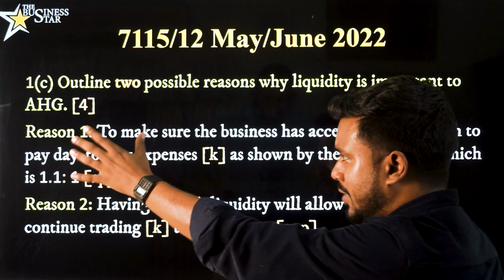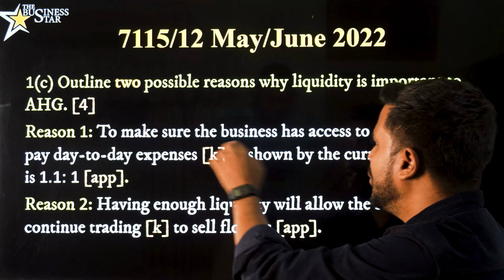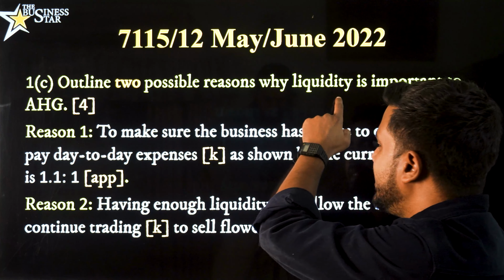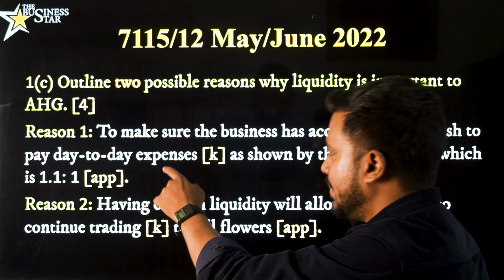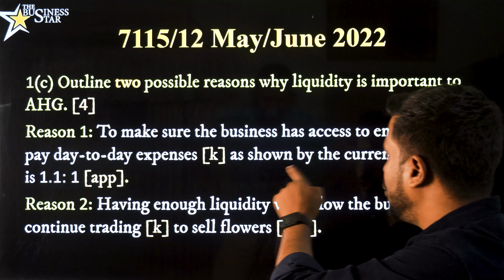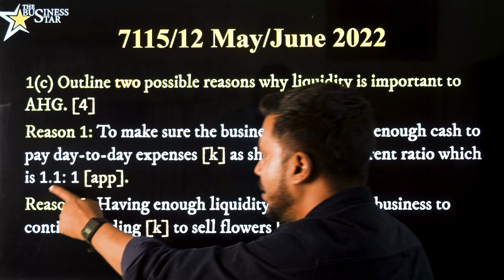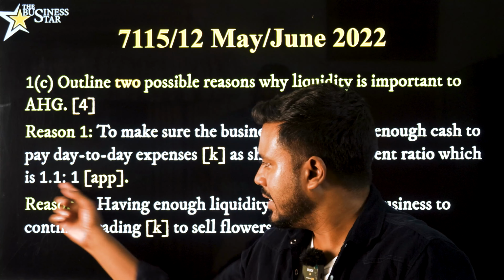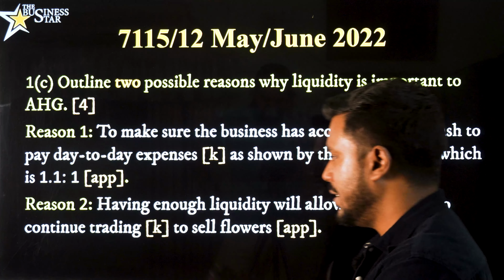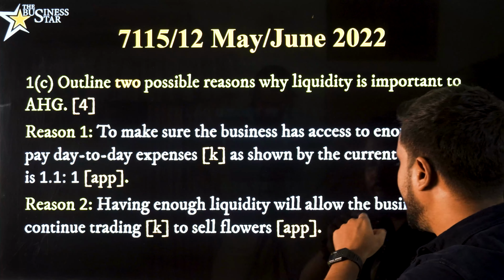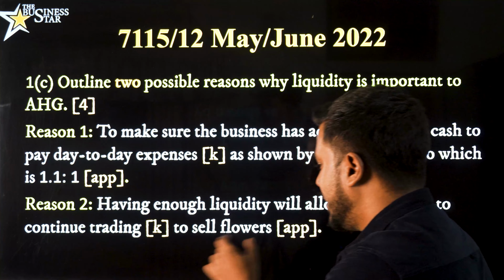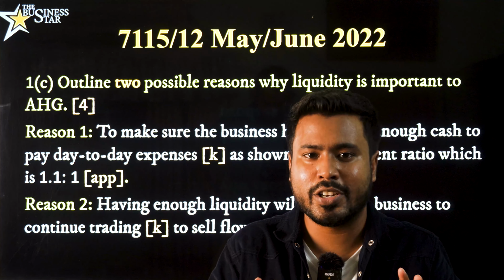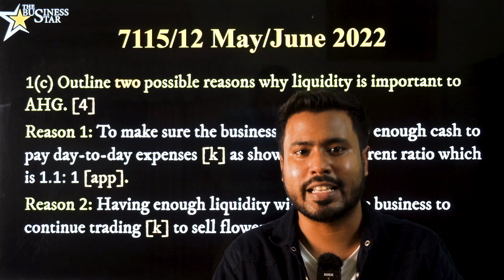So let's read the first reason, which is to make sure the business has access to enough cash to pay day-to-day expenses. So liquidity is important to pay day-to-day expenses. This was the knowledge. As shown by the current ratio, which is 1.1 to 1, this is the application. Where did we get this? I'm going to show you soon. Moving on to the second reason: having enough liquidity will allow the business to continue trading to sell flowers. Where was flowers given? In the case study, it was clearly mentioned that AHG sells flowers and plants.